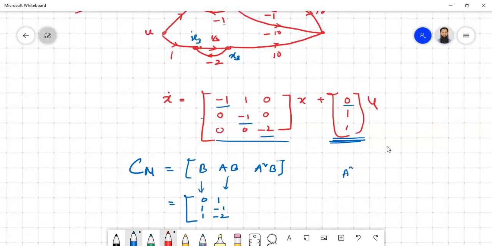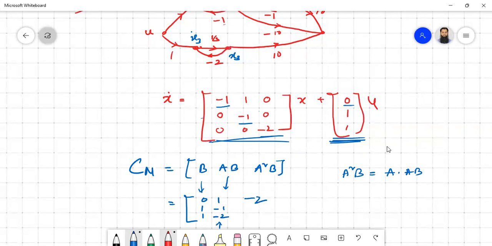Now A square B. It seems like you have to find out the square, then multiply with B. It's not the case. Rather, you're multiplying A with AB. AB is already figured out, this is your AB. So you have to multiply the A matrix with this value. So 1 into -1 is -1, 1 into -1 is -1. So basically -2.